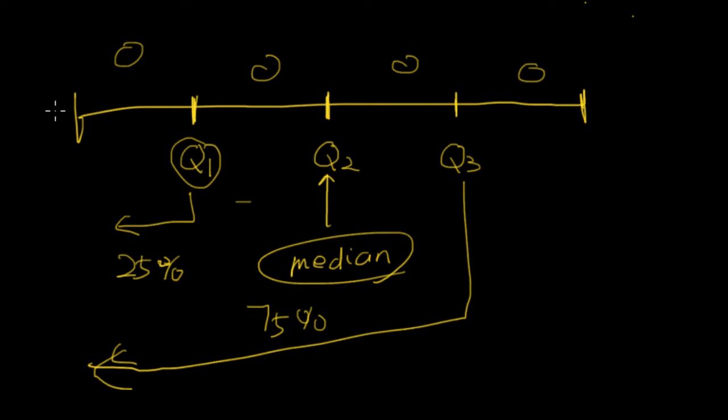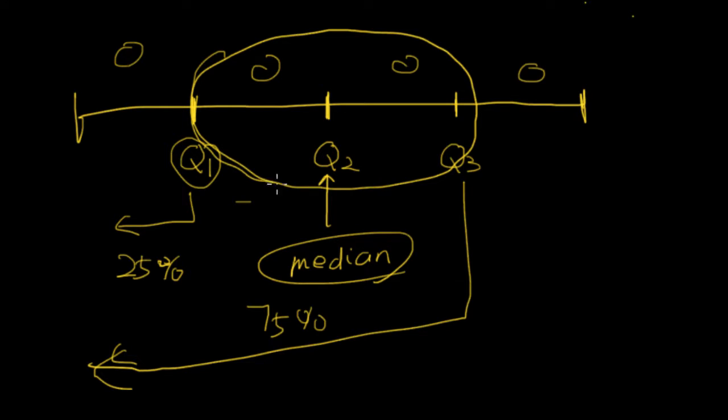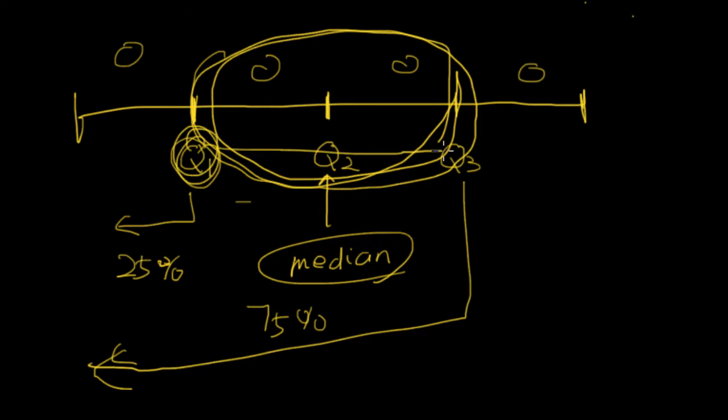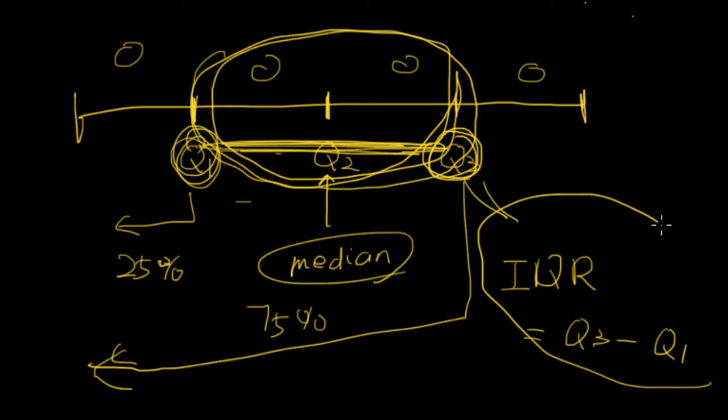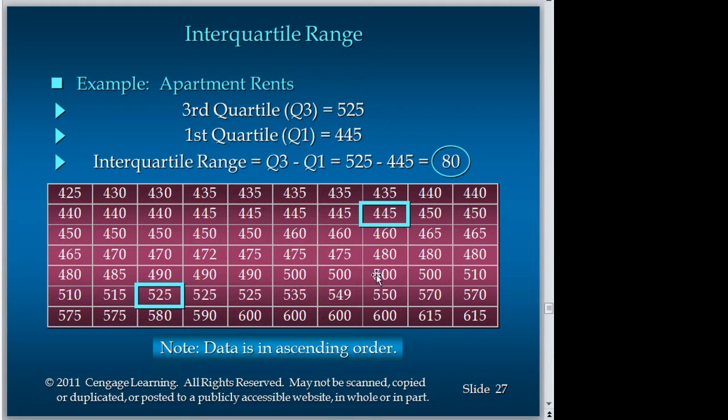So, you like to work with this middle 50%. Middle 50% being what? Between Q1 and Q3. You want to work with this range. So what you do is the interquartile range. Sometimes they use IQR, which is Q3 minus Q1. That's how you find the interquartile range, right? And that's what this PowerPoint is trying to say.